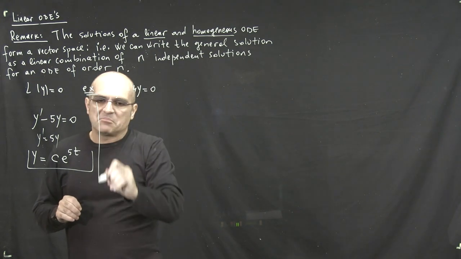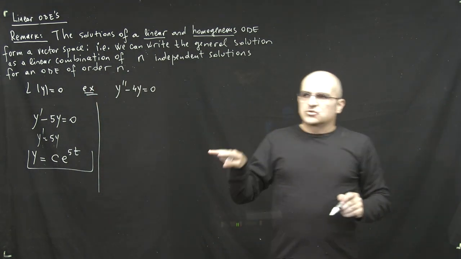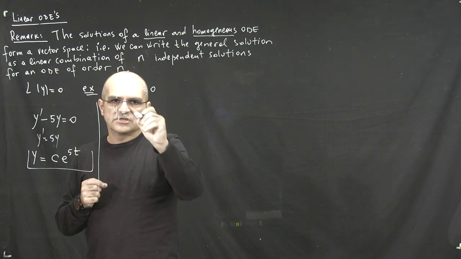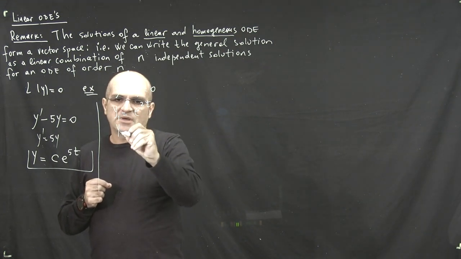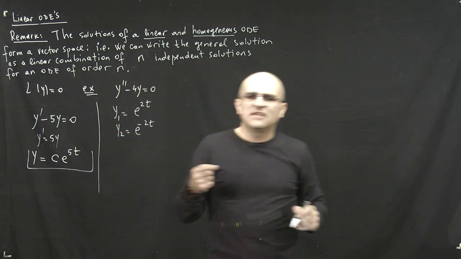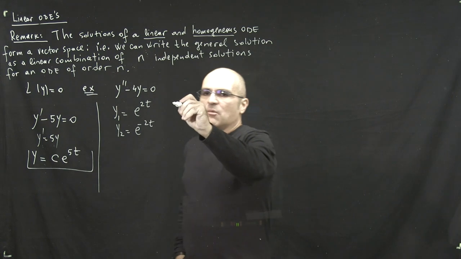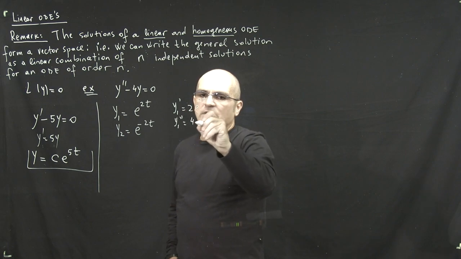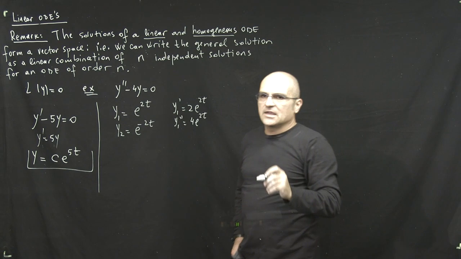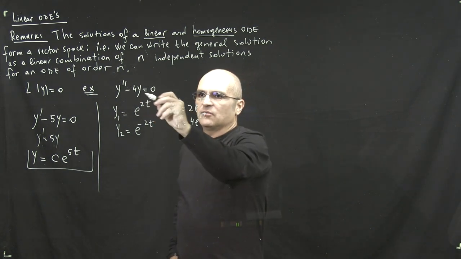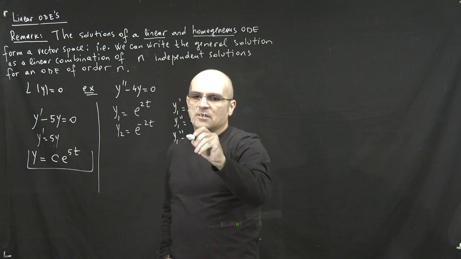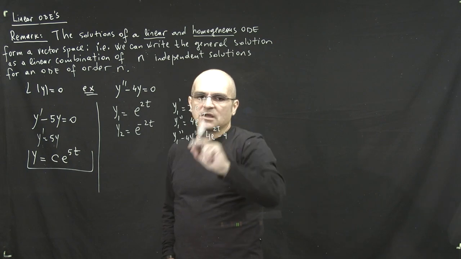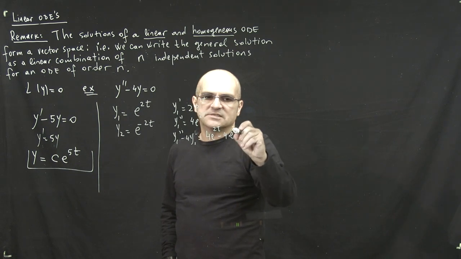On the other hand, in this second example, I will need two independent solutions. Again, we're going to learn pretty soon how we solve that. For now, take for granted that one independent solution is e to the 2t, and another independent solution is e to the minus 2t. If you don't believe me, we can actually check immediately. Notice that y1 prime is 2e to the 2t, y1 double prime is 4e to the 2t, and when you plug y1 double prime and y1 into the equation, y1 double prime minus 4 y1, that's 4e to the 2t minus 4e to the 2t, which is 0.